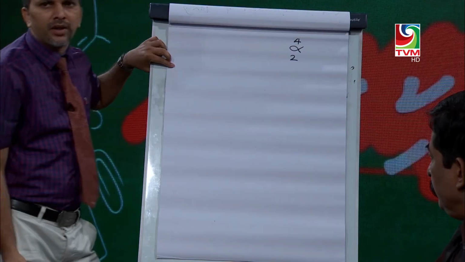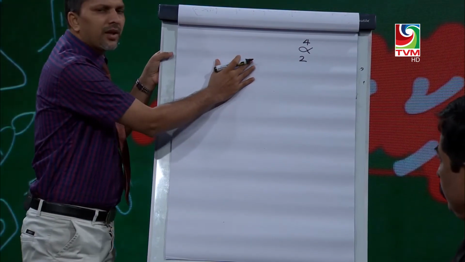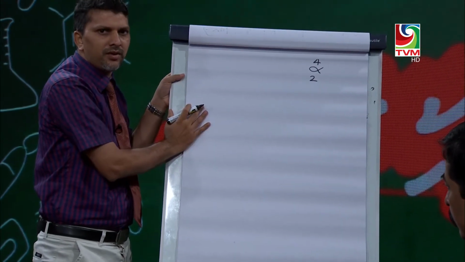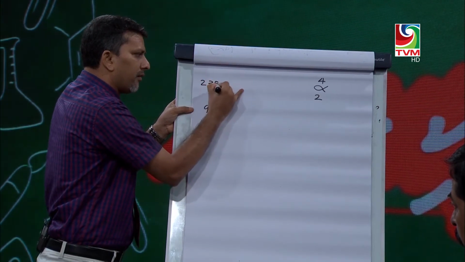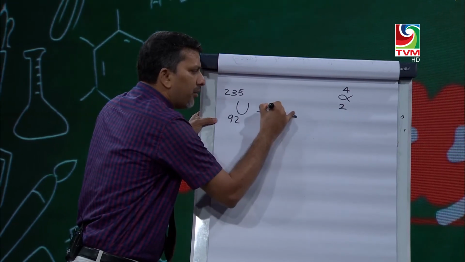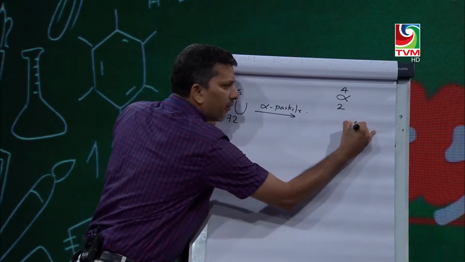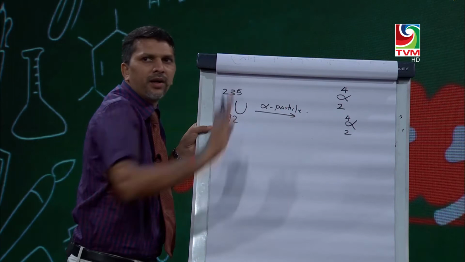For alpha decay, we have to remember this one: alpha is 2,4, the same as a helium nucleus. First we have to understand what changes occur in the parent nucleus when an alpha decay occurs. For example, I'm writing uranium 92, 235, a radioactive nucleus. This one is emitting one alpha particle.